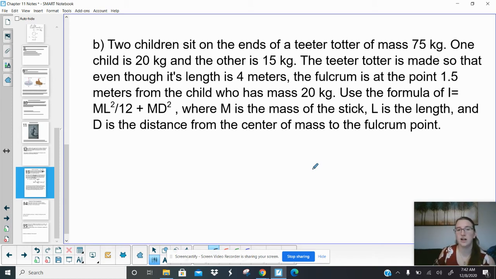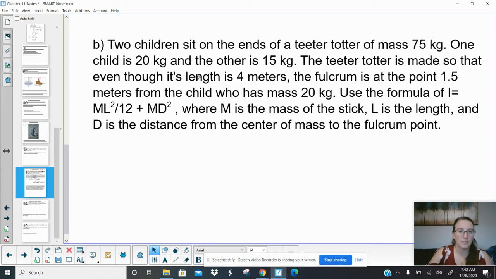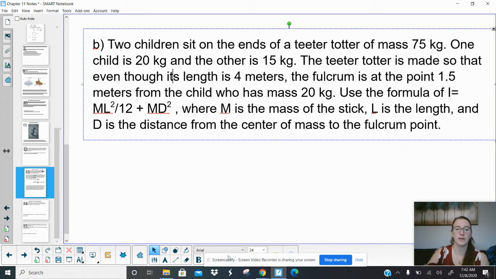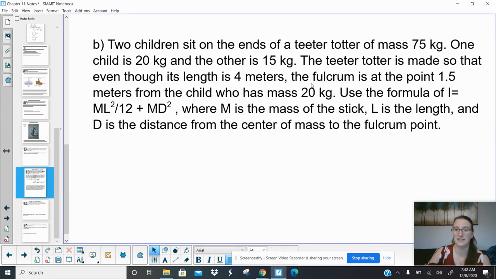So two children sit on the ends of a teeter-totter, seesaw, of mass 75 kilograms. The teeter-totter itself is 75 kilograms. One child is 20, the other is 15. The teeter-totter is made so that even though its length is 4 meters, the fulcrum, let's talk about this real quick. And what we're going to do after this is more fulcrum questions.